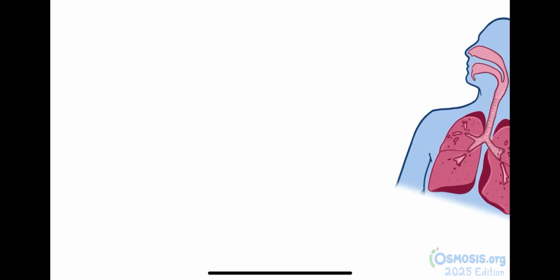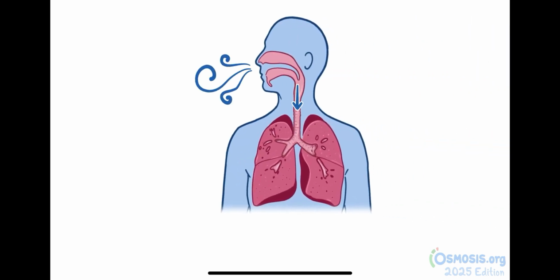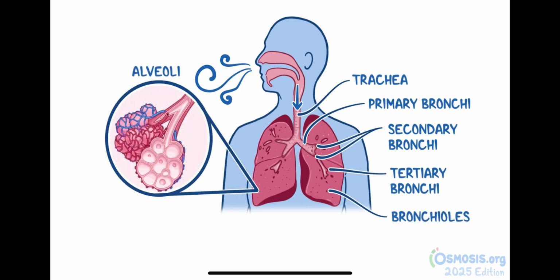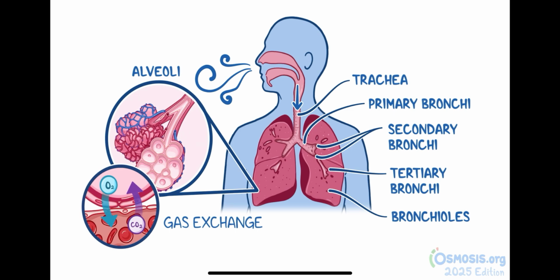When you take a breath, the air travels through your nose or mouth down the trachea. From here, it moves into the primary bronchi, which branch into smaller secondary bronchi, then tertiary bronchi, and finally into the bronchioles. Bronchioles lead directly to tiny alveoli, where the gas exchange occurs.